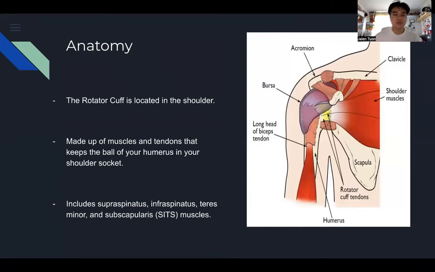It is made up of muscles and tendons that keep the ball of the humerus in your shoulder socket. These muscles include the supraspinatus, infraspinatus, teres minor, and subscapularis muscles, also known as SITS. So the supraspinatus muscle elevates the shoulder. The infraspinatus externally rotates the shoulder joint. The teres minor does the same as the infraspinatus, so it'll externally rotate the shoulder joint. And the subscapularis allows the humerus to move freely during elevation of the arm.